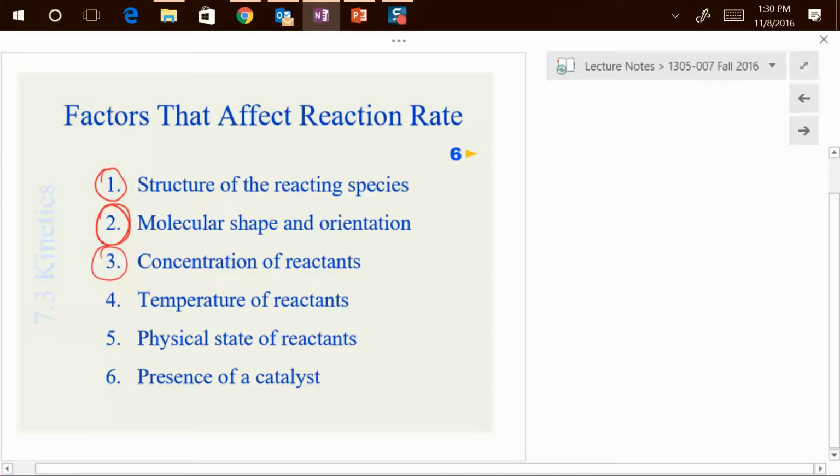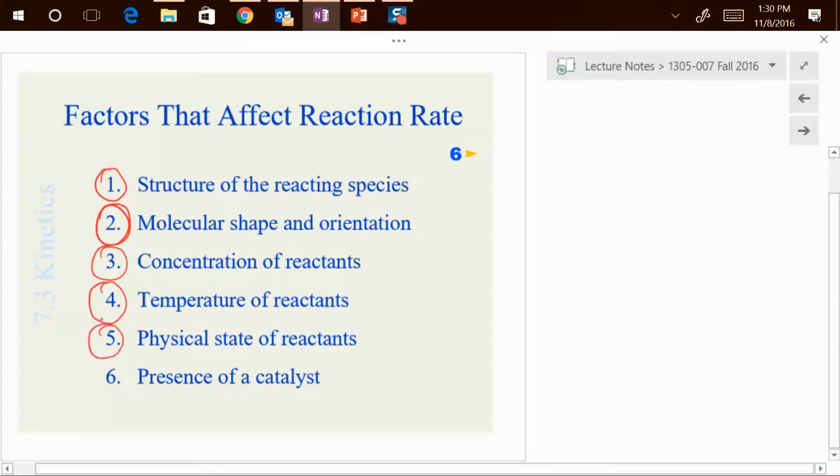Concentration. If you increase the concentration of a reactant, that will increase the rate of the reaction because there's just more stuff reacting. There's more collisions occurring. And so you're increasing the number of effective collisions, and therefore increasing the rate. Temperature of a reactant. If you increase the temperature of the reaction, it's going to allow the rate to increase because you're adding energy to that system, allowing for a higher number of collisions and more effective collisions.